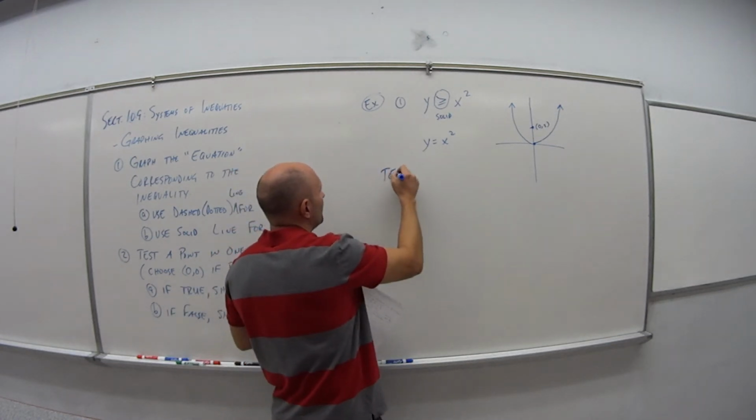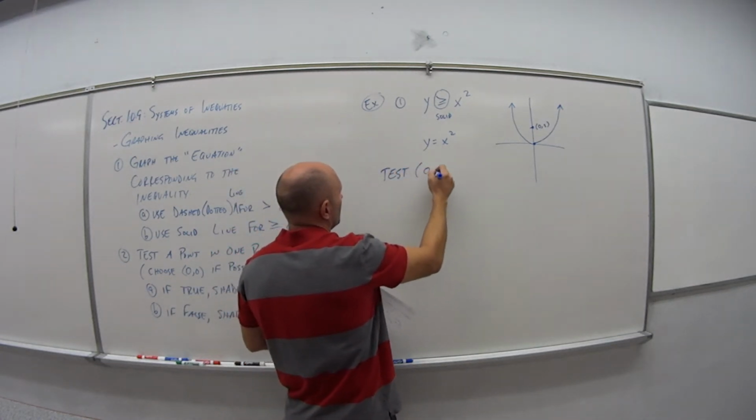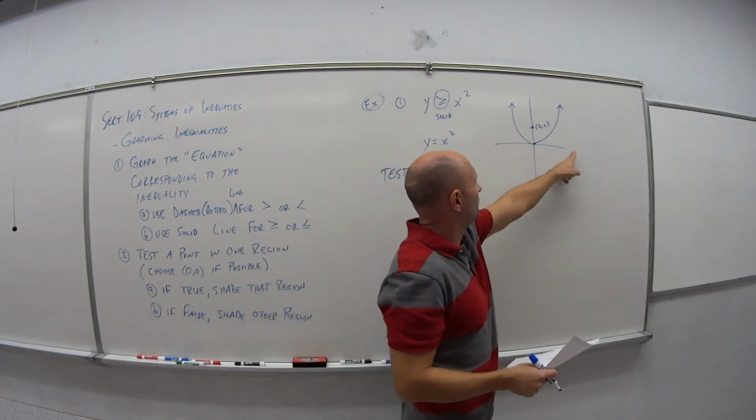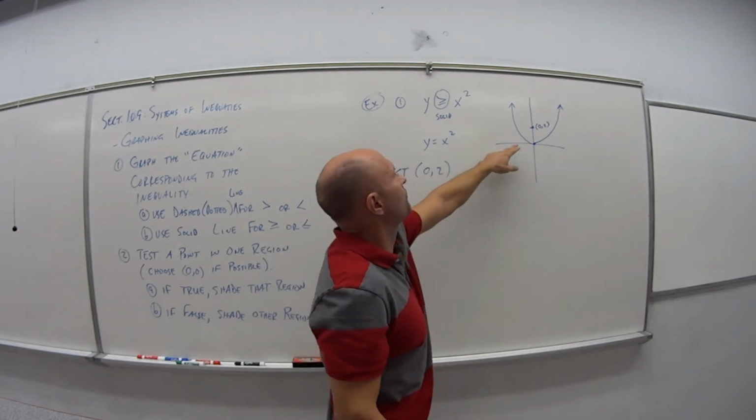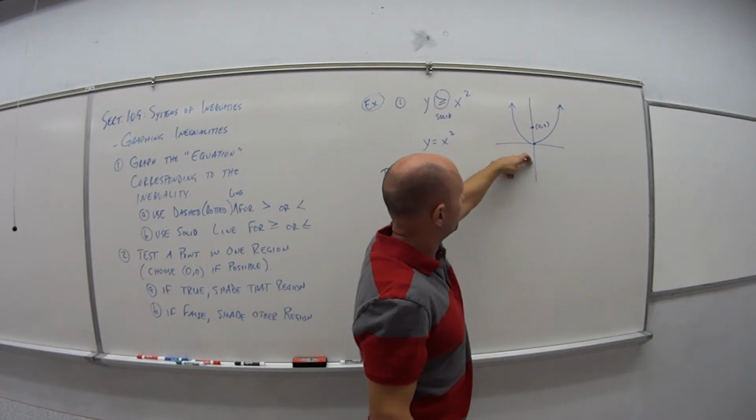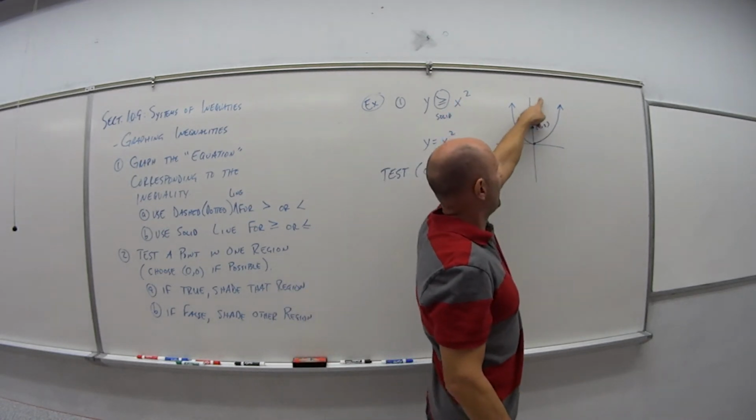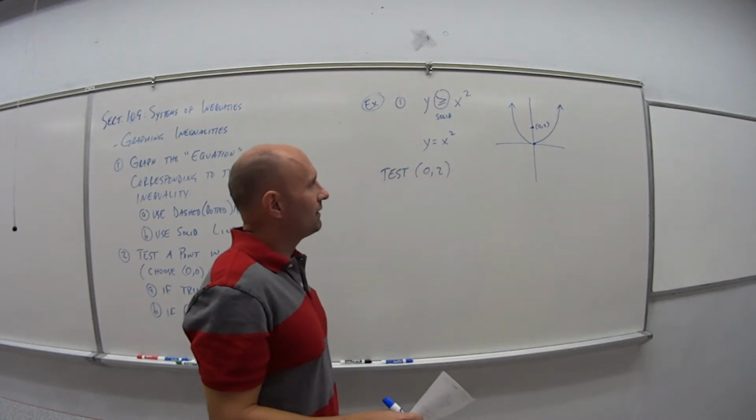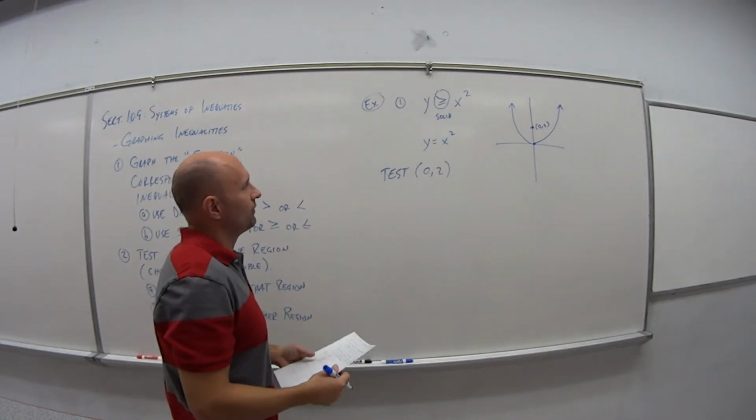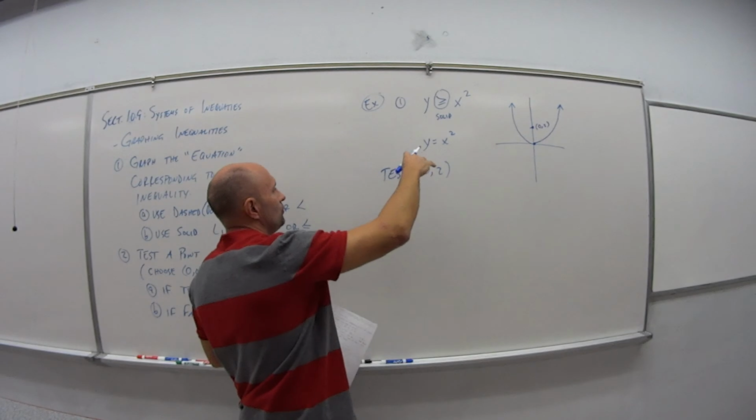And again, you can test any point you want. You could choose 10, 0. You could choose negative 3, 0. You could choose 0, negative 1. You could choose 1, 10. You can choose anything you want. But again, make life easier on yourself. Use zeros if you can. So I'm choosing 0, 2.